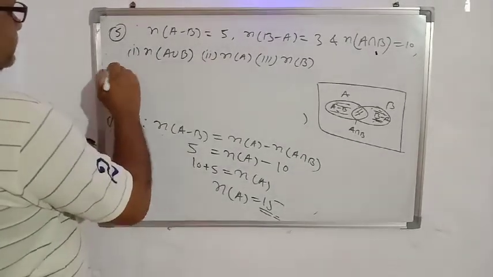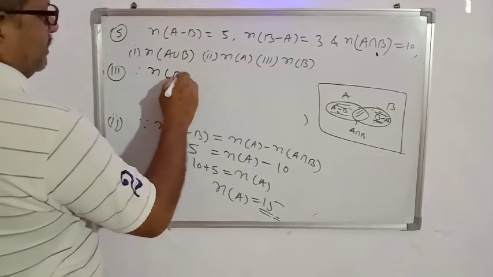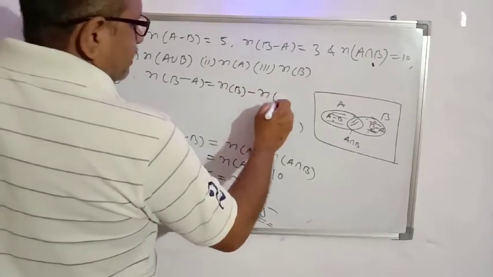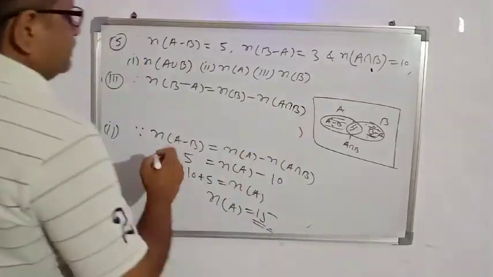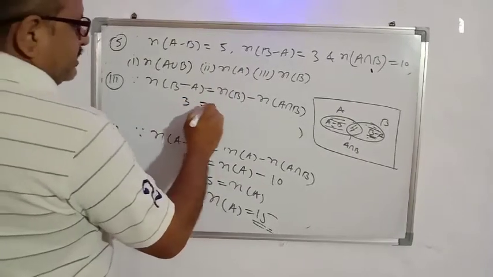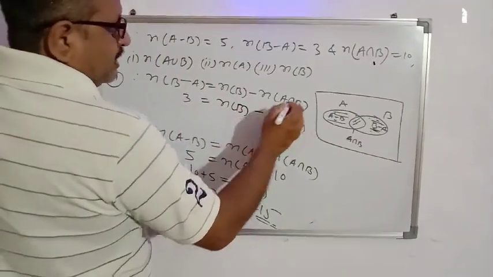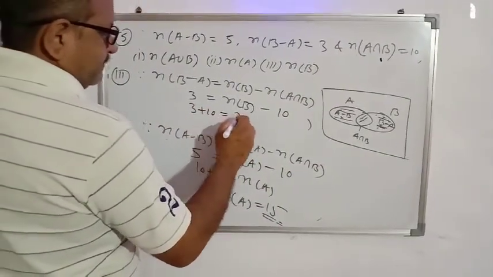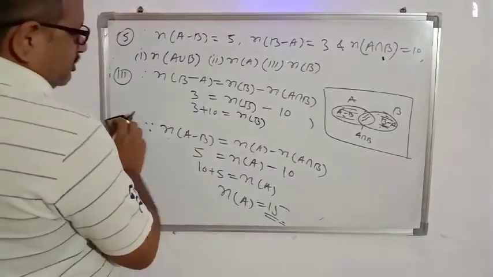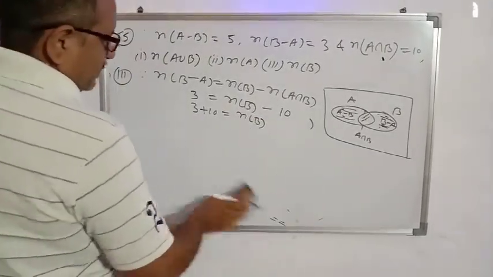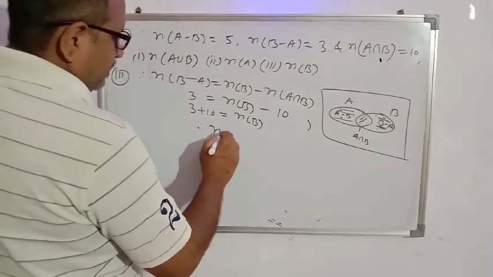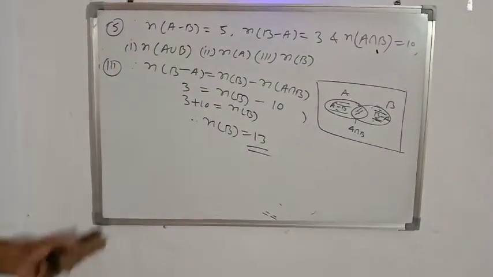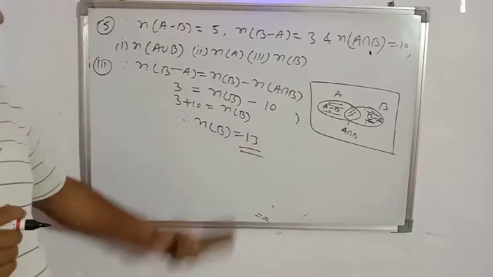So third part, since n(B minus A), we write n(B) minus n(A intersection B). n(B minus A) is 3. n(B) we have to find. n(A intersection B) is 10. Transpose 10 to the left side. 3 plus 10. So n(B) is equal to 13. So n(A union B) is 18, n(A) is 15, n(B) is 13.